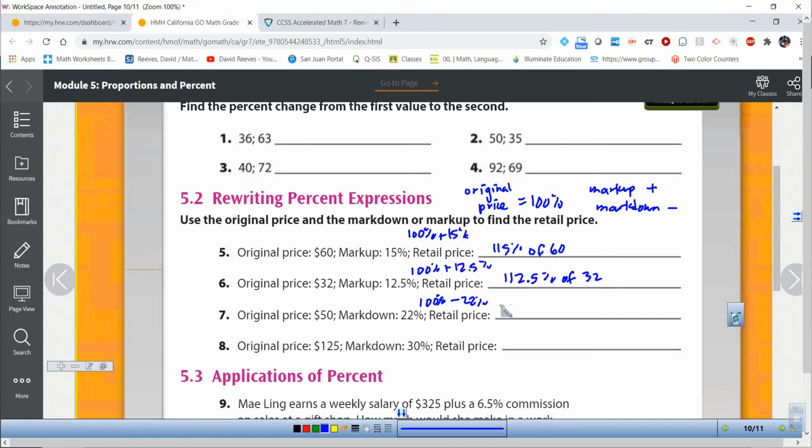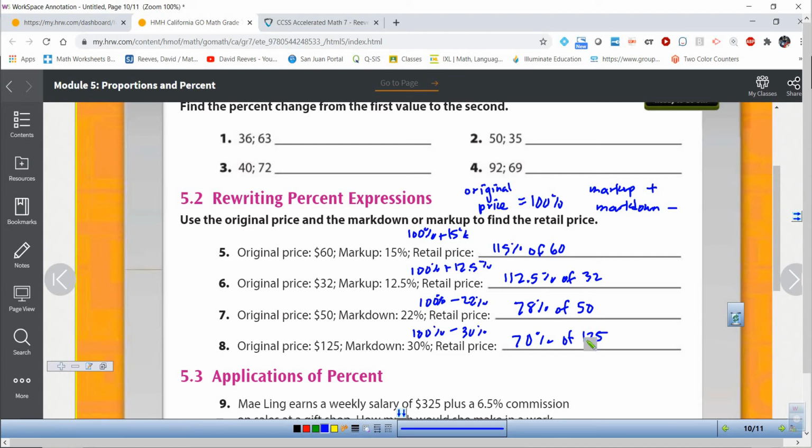All right, right here we're going to have 100%, but then we have a markdown, minus 22%. Well, 100 minus 22, that's going to be 78% of, what was it, $50, okay? And finally, this one's going to be 100% minus 30%. That's going to give us 70%. 70% of 125. All right.